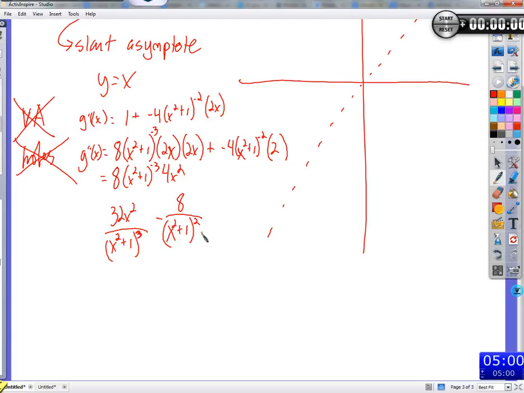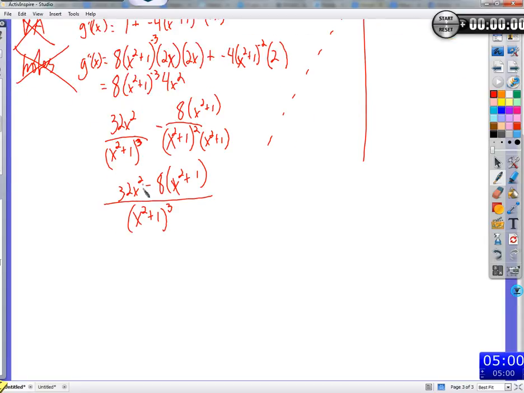You're going to have to set this equal to zero. It's probably easier to get a common denominator and put these together. So 32x squared minus 8 times x squared plus 1 over x squared plus 1 cubed. Can be rewritten as, well, we got 32x squared minus 8x squared is 24x squared, minus 8 times 1, over x squared plus 1.